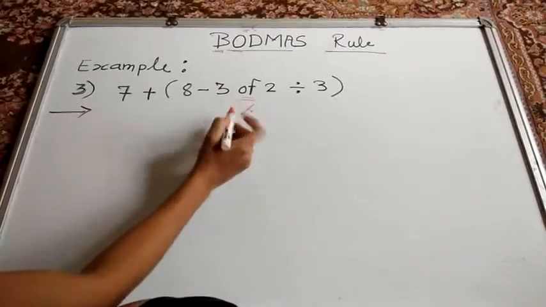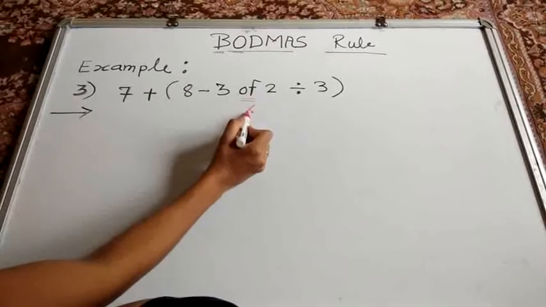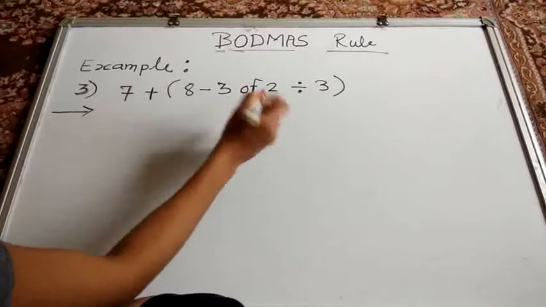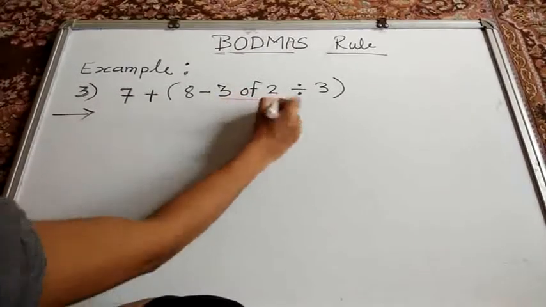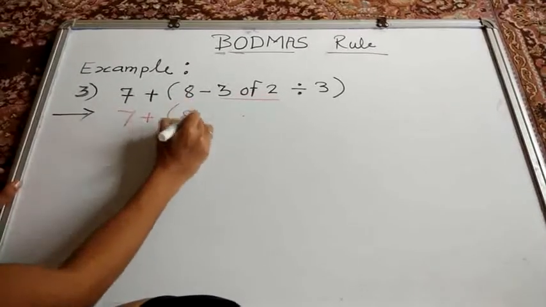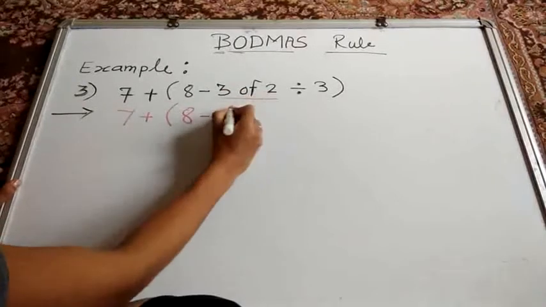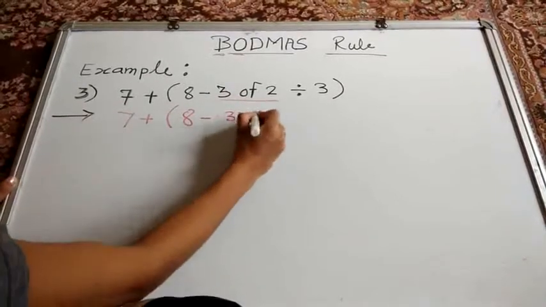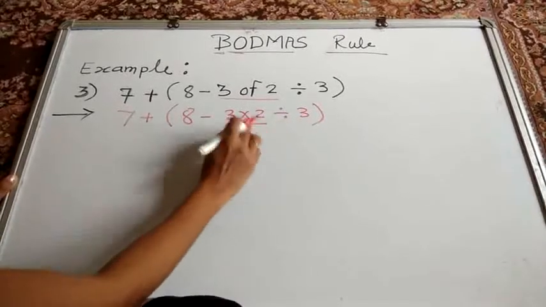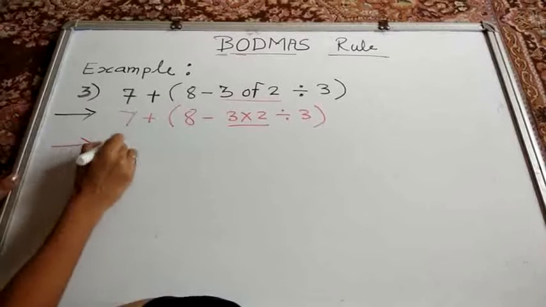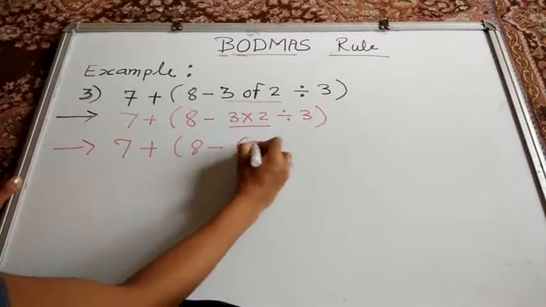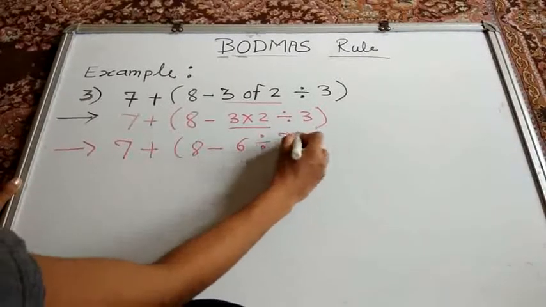What do we have to do? Of means multiplication. The second letter is O. That's why we are solving this operation first. So write this 7 plus in bracket 8 minus 3 into 2 divided by 3. Solve this. That is 7 plus 8 minus 3 2s are 6 divided by 3.